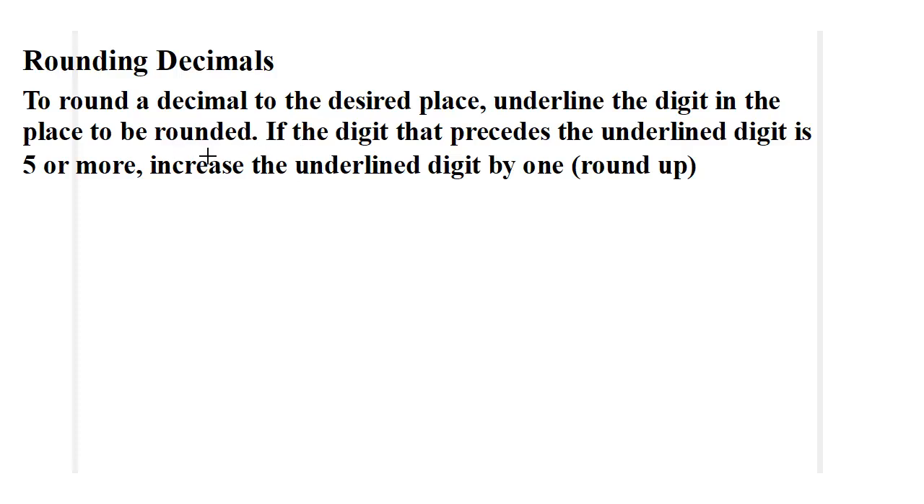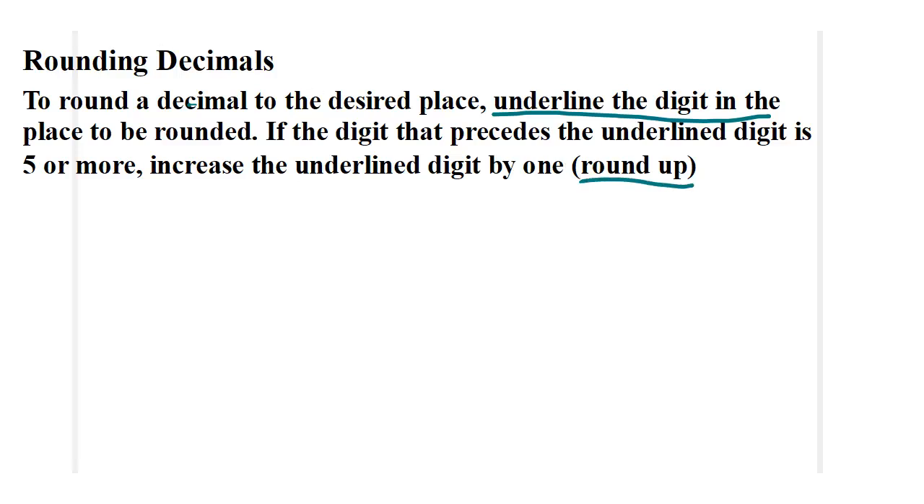So in this video, we are talking about rounding decimals. First, you understand that to round the decimal to the desired place, we underline the digits in the place to be rounded. If the digit that precedes the underlined digit is 5 or more, then you increase the underlined digit by 1, you round it up.